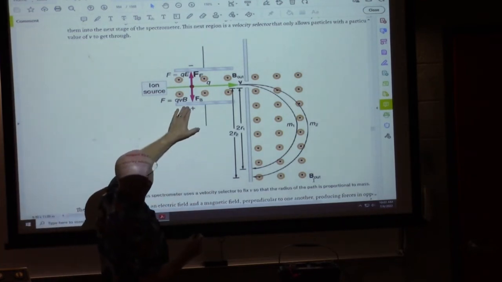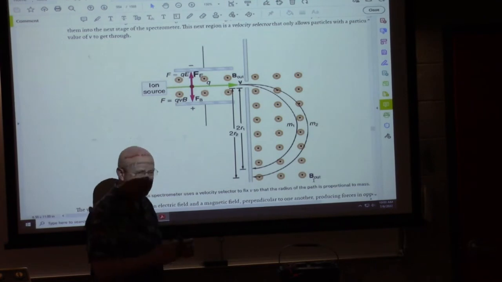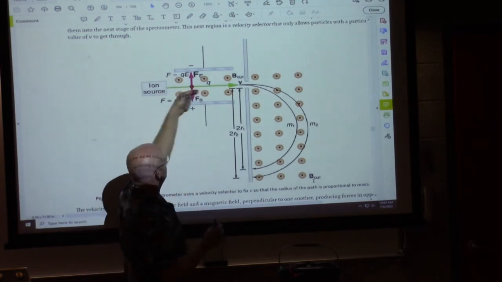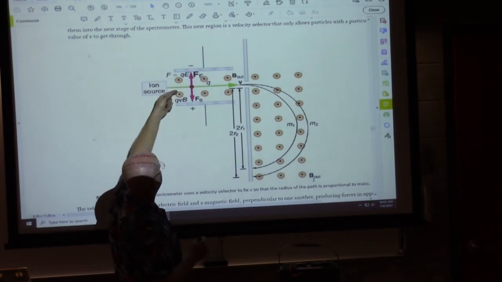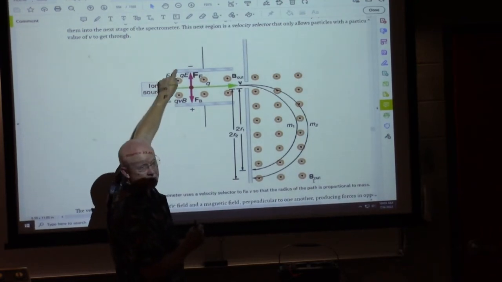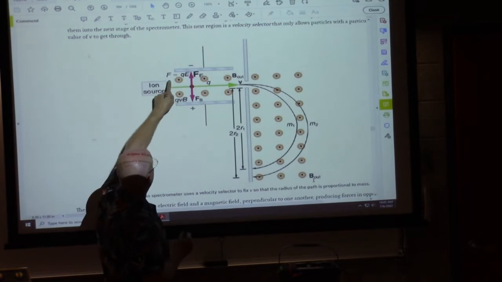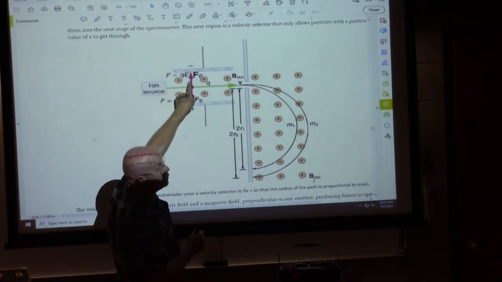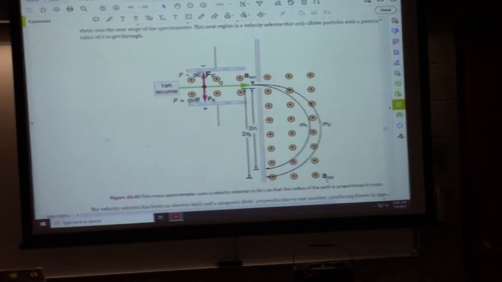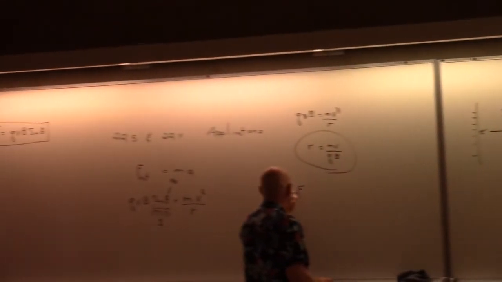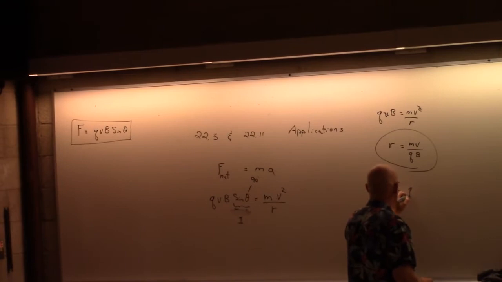So this plate is positive, this plate is negative. Let's just say I have a positive shooting through here. If I have a positive shooting through here, notice that it would be pulled up towards this top plate because the top plate is negative. And so your author is calling this force QE. And so I would say I have an upward force. So I'll say force up is QE.